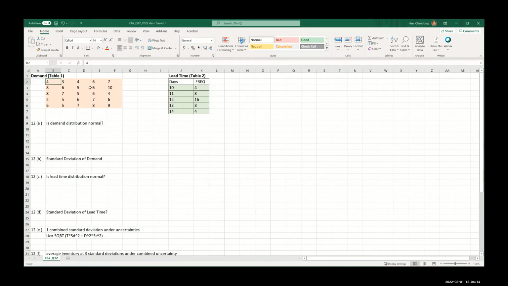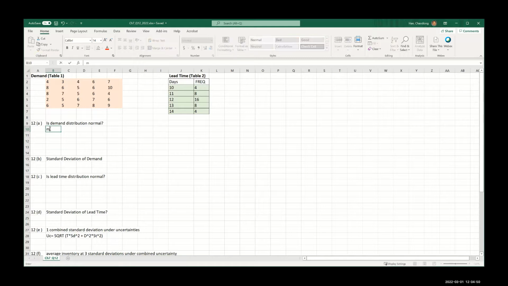Demand is provided here. This is a typical 25-day sales period. You can see the units of sales range from 3 to 10. So the question here is: is the demand distribution normal? To determine whether a distribution is normal, an easier way is to check the mean, median, and the mode.